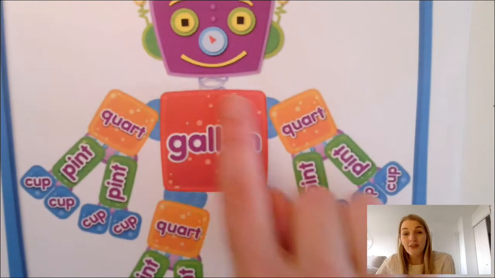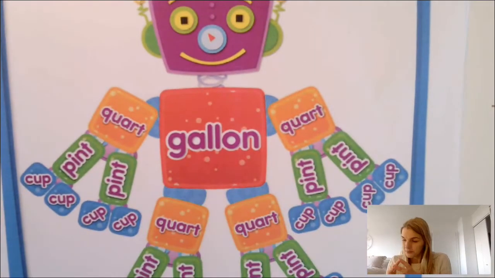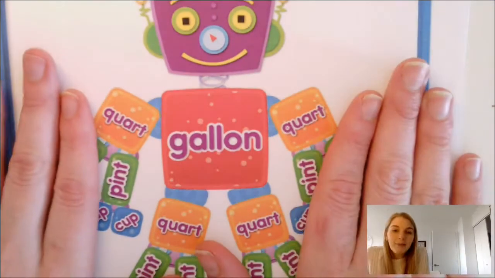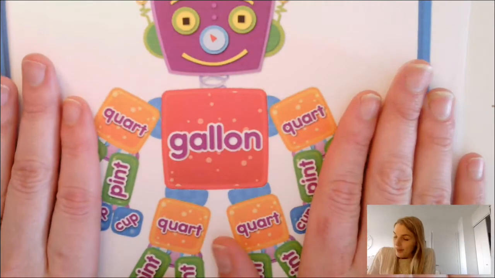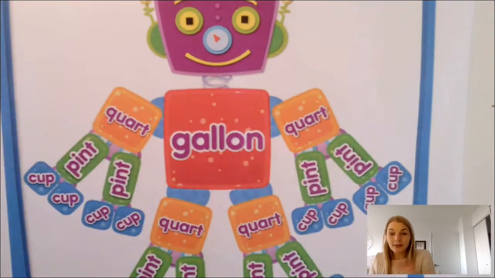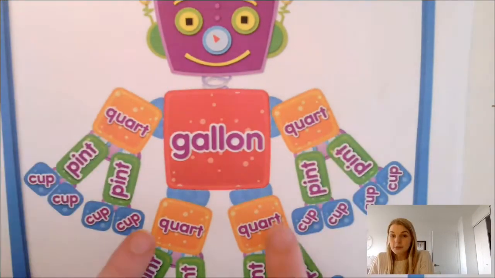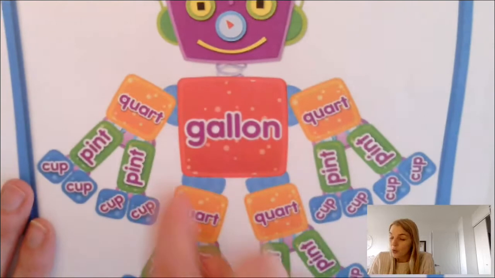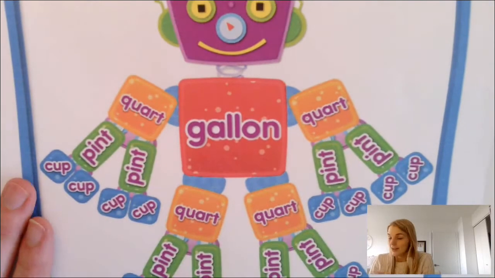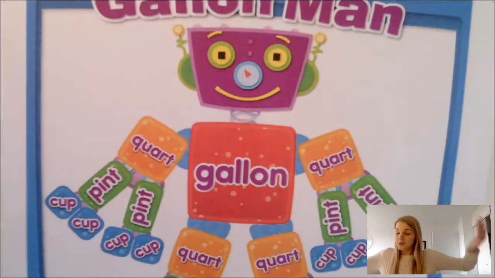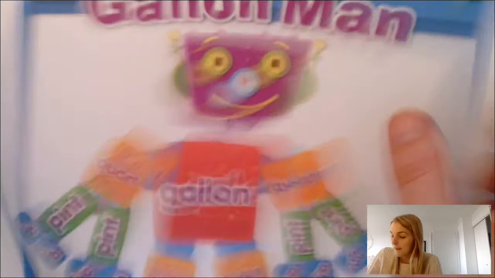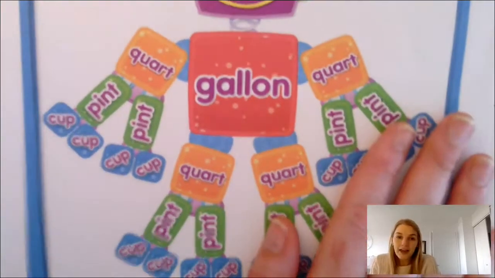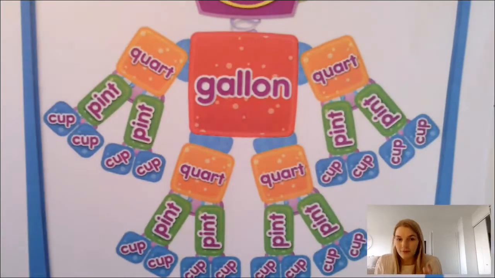So in the middle, you have a gallon, and that would be the body. And what happens is, if you notice from the gallon, that's his body. We're going to make his different limbs. We have his arms and his legs. So what's really awesome about the gallon man is that 4 quarts are in a gallon. So his 4 different limbs equal a gallon. Now here in the gallon man, we're going to double that.